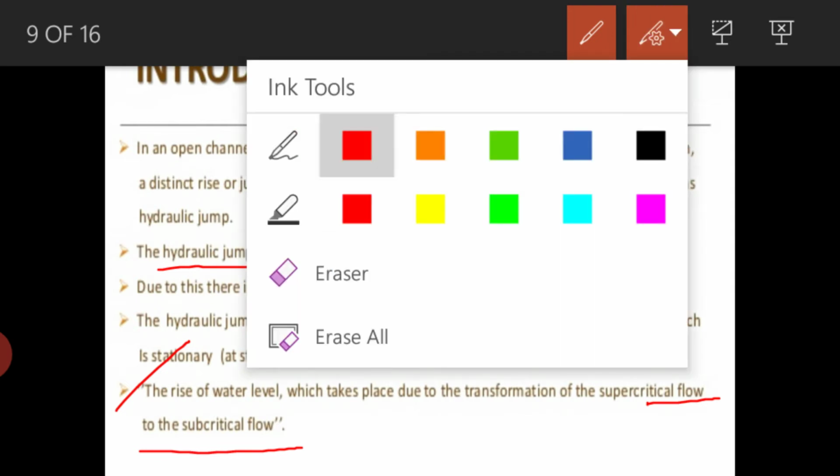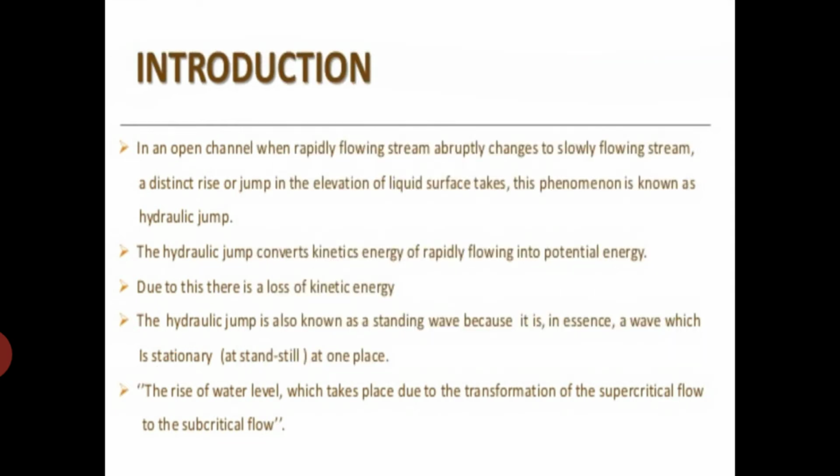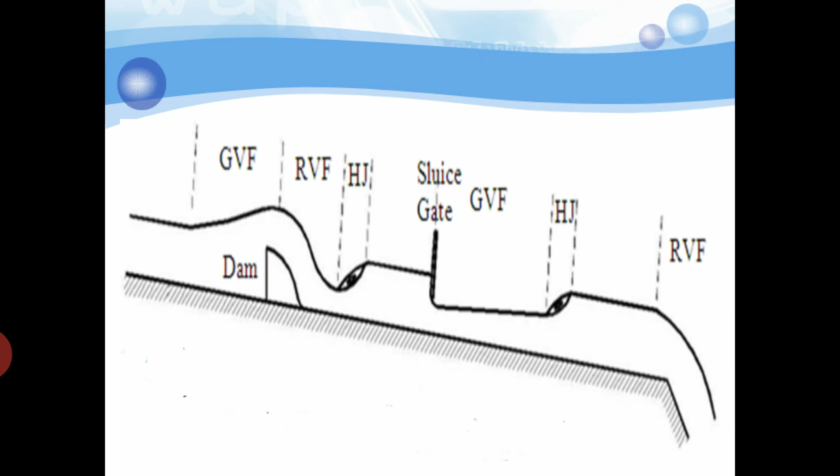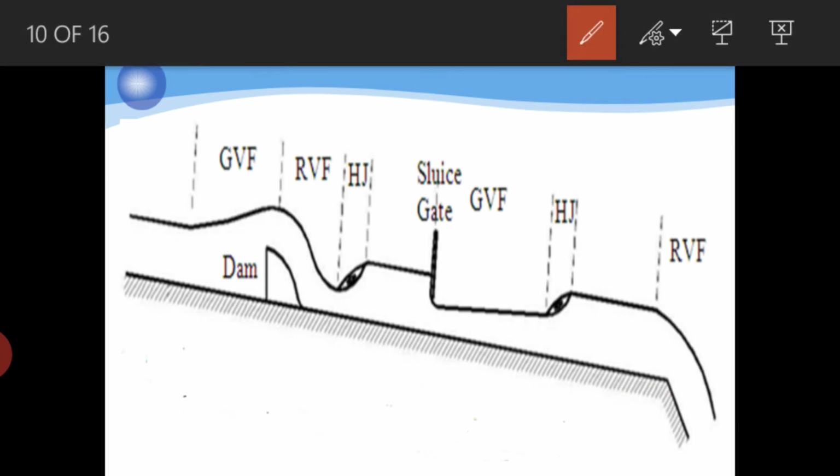Okay, so here that is showing here. See in this particular figure, the water falling down has a huge kinetic energy, and when it falls down, suddenly it jumps. For that jump, the kinetic energy gets converted into potential energy. Okay, this is called hydraulic jump.